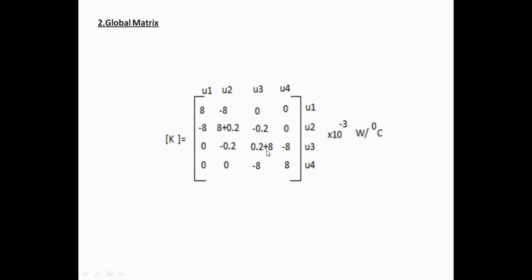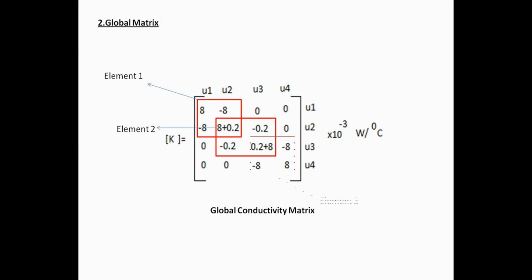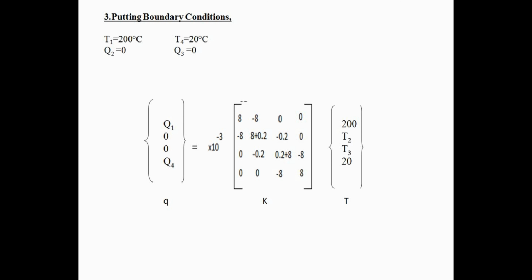Similarly for the third element, the matrix is [8, -8; -8, 8]. Now this 8 and this 0.2 will coincide at the same location. So 0.2 plus 8, minus 8, minus 8, 8. In all three elements, 10 raised to minus 3 is common outside the matrix. This is the global conductivity matrix. This is element 1, this is the element 2 matrix, this is the element 3 matrix.